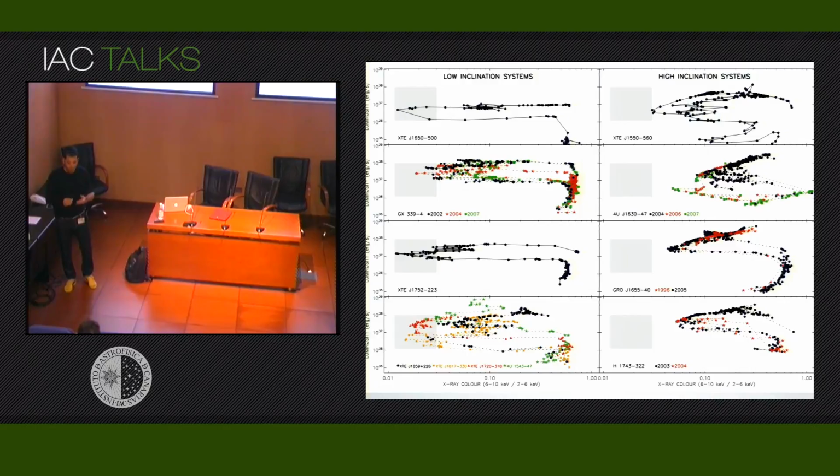For instance, some groups think that this corona is actually the base of the jet and is related to magnetic fields, for instance, the presence of this cloud of electrons there. But the formation of the corona, the geometry of the corona, is not understood at all.